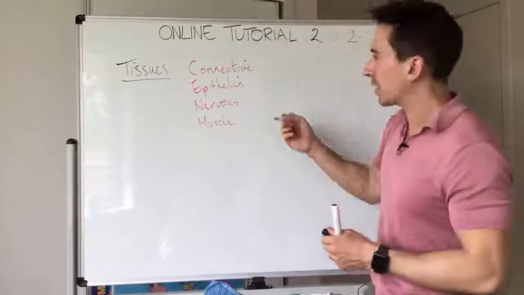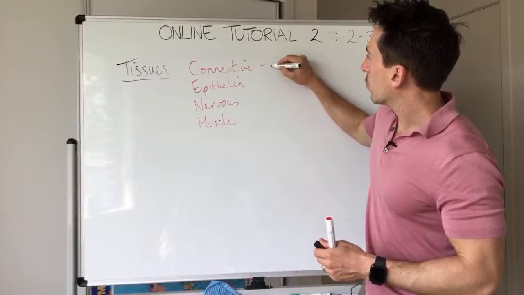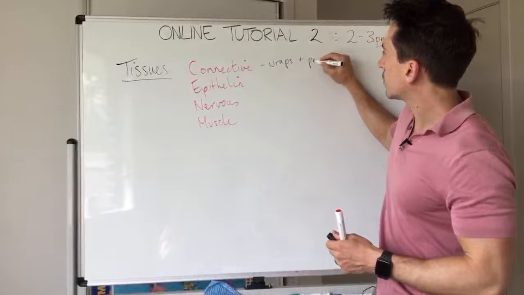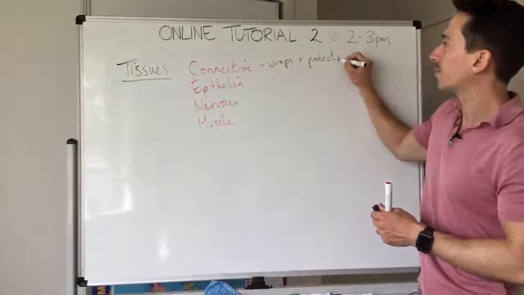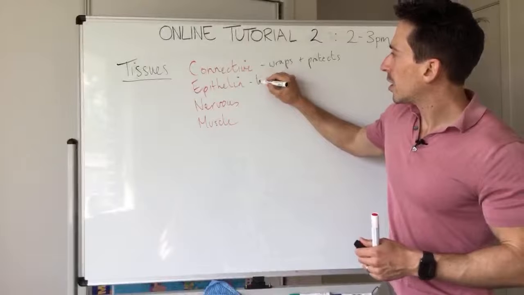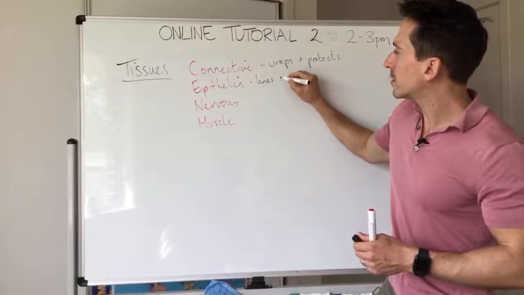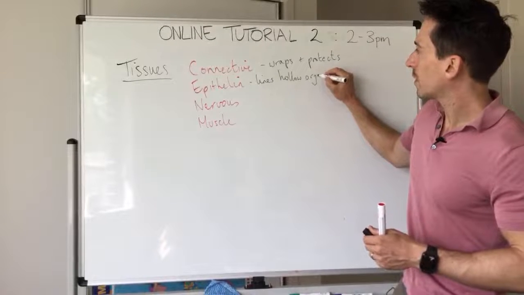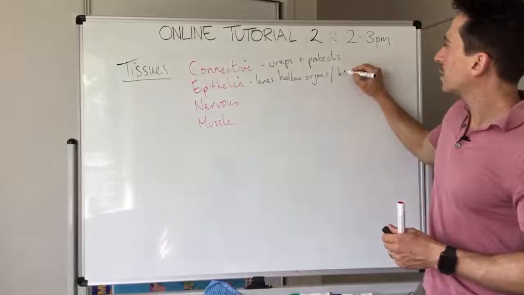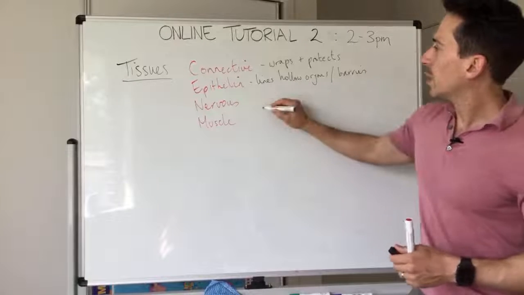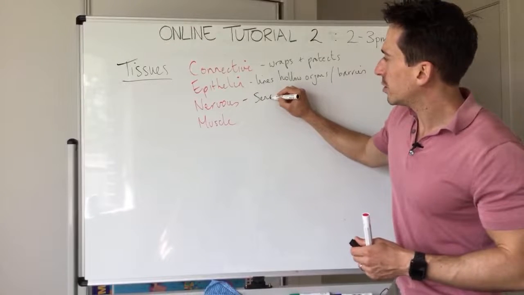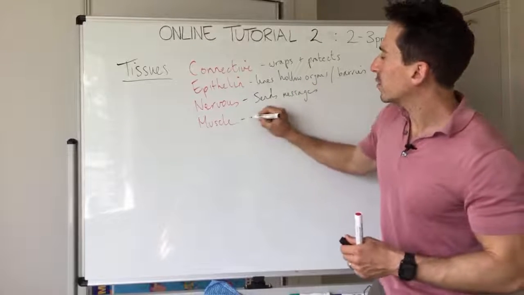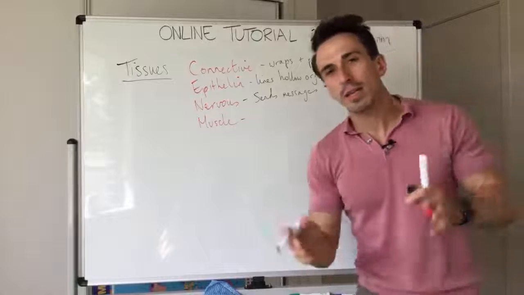Very quickly, connective tissue wraps and protects. Sometimes I say binds and protects. Epithelia lines hollow organs, but also forms barriers. Nervous tissue sends messages via neurons. And muscle tissue, well, what muscle tissue does is it does work.